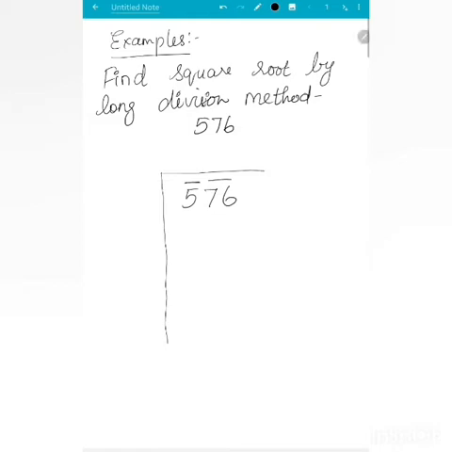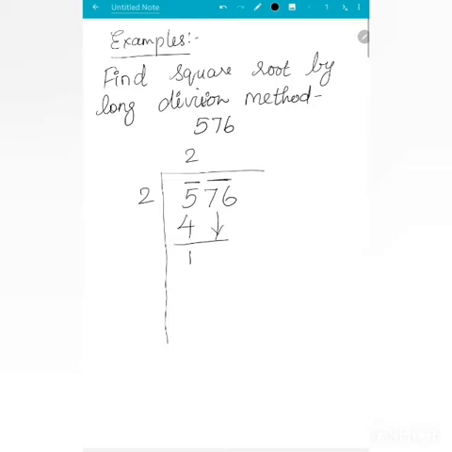So I split this into 5 and 76. Tell me, what is the square number for 5? There is no square number; 5 is not a square number. So let me take the nearest square number. What is the nearest? 2 2s are 4. So you just subtract it. 5 minus 4 is 1.